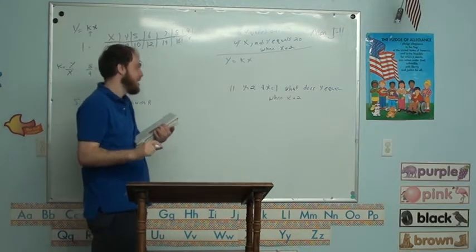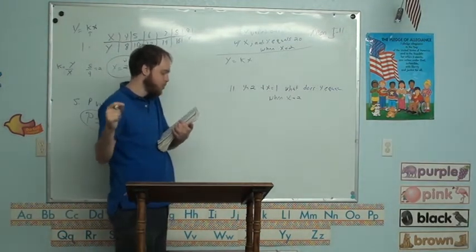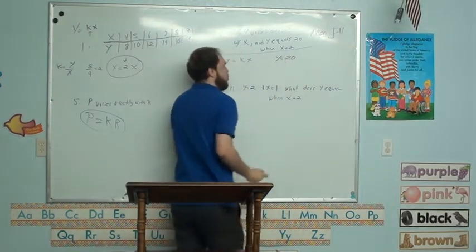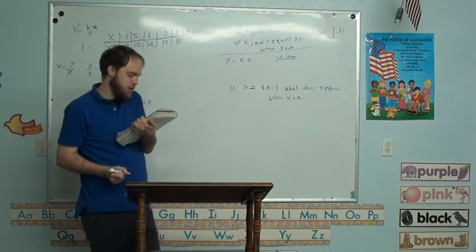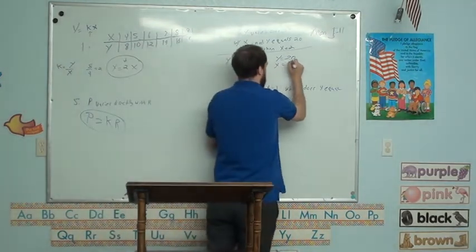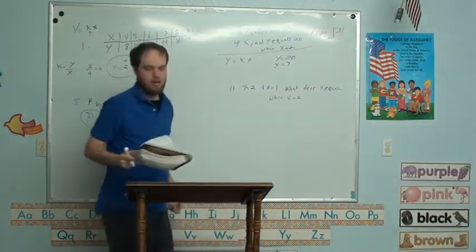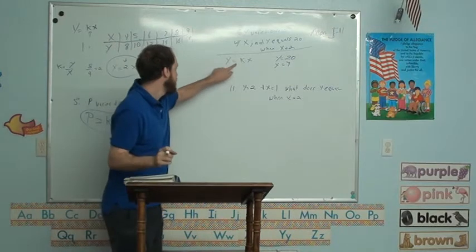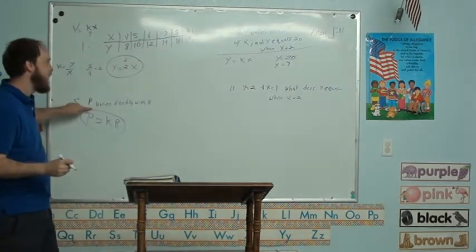Then it says y equals 20 when x equals 4. So x equals 4. Again, this first part, y equals kx, came from number 5.